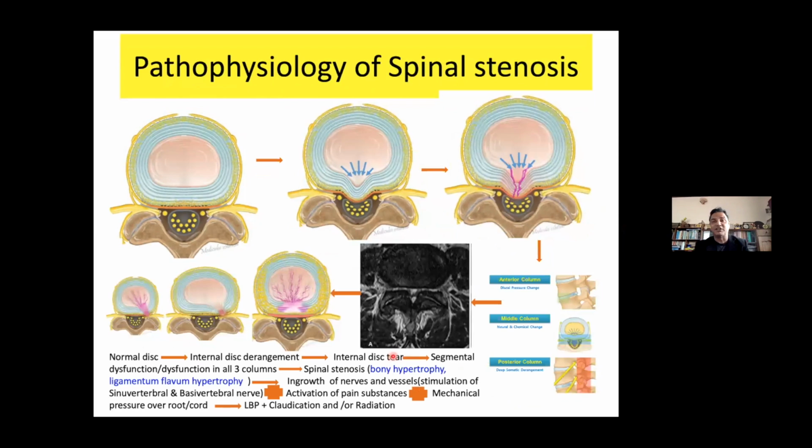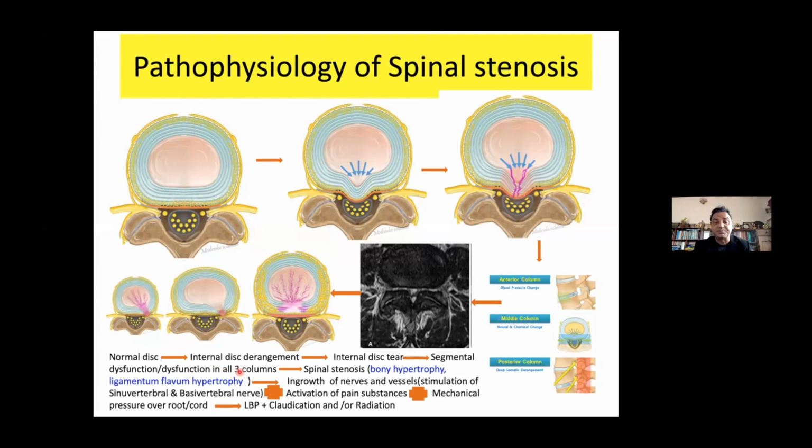And what about the stenotic pain? How is pain generated in stenosis? The same initial internal disc derangement leads to the internal disc tear, that leads to the segmental dysfunction, involving all the columns that I described, either anterior, middle, or posterior. In the posterior part, we have the medial branch of the sinovertebral nerve, and this is a fasciopathy.